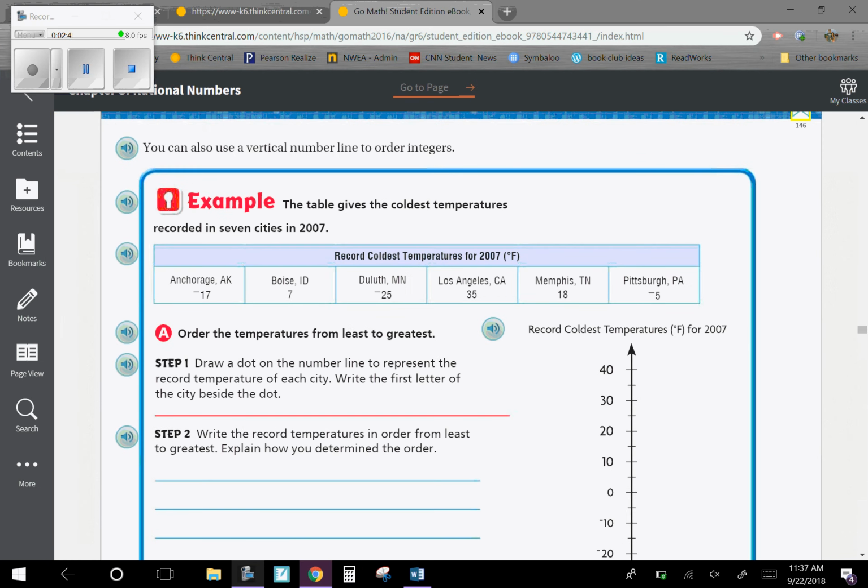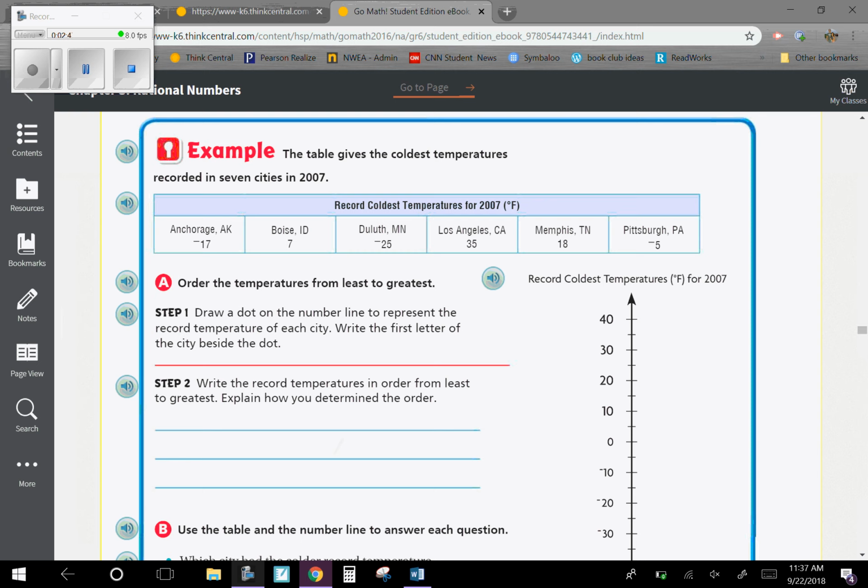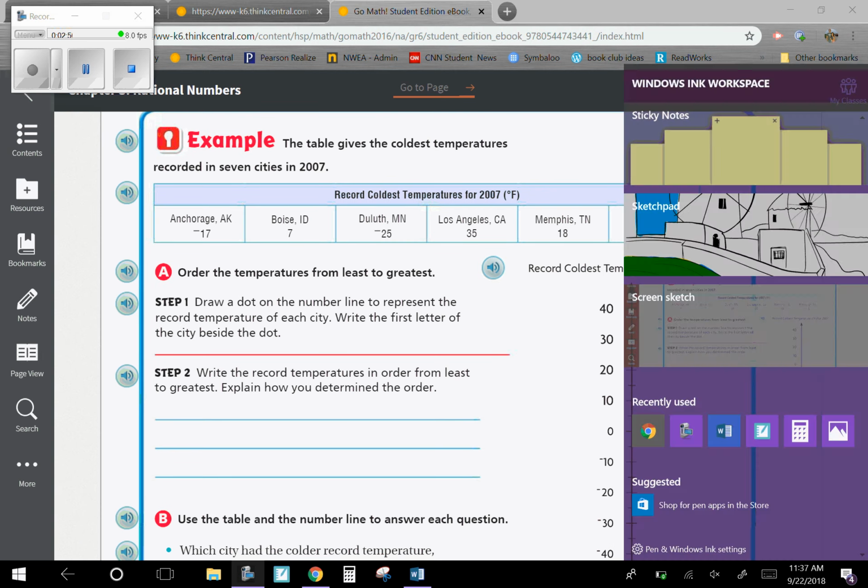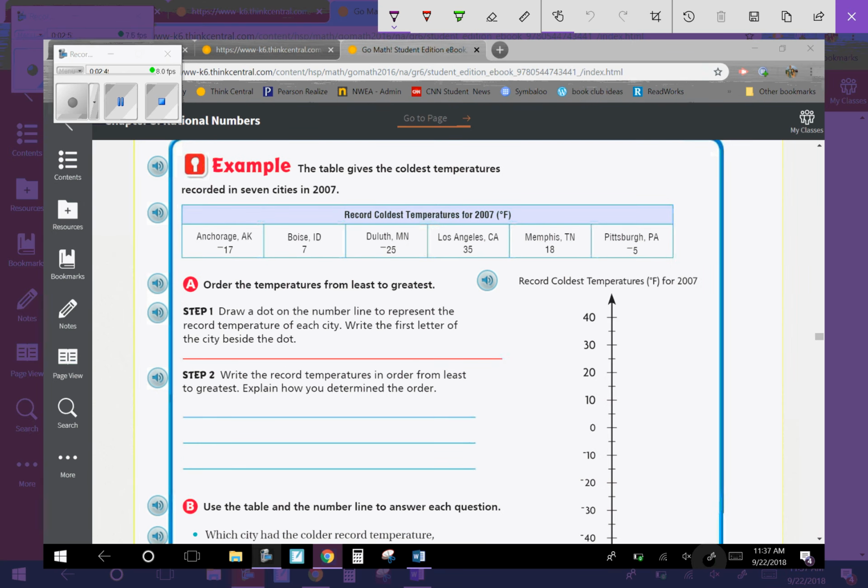You can also use a vertical number line to order integers. So for example, the table gives the coldest temperatures recorded in 7 cities in 2007. So here is a chart. It says Anchorage, Alaska, Boise, Idaho, Duluth, Minnesota, Los Angeles, California, Memphis, Tennessee, and Pittsburgh, Pennsylvania. So step A is to order the temperatures from least to greatest.